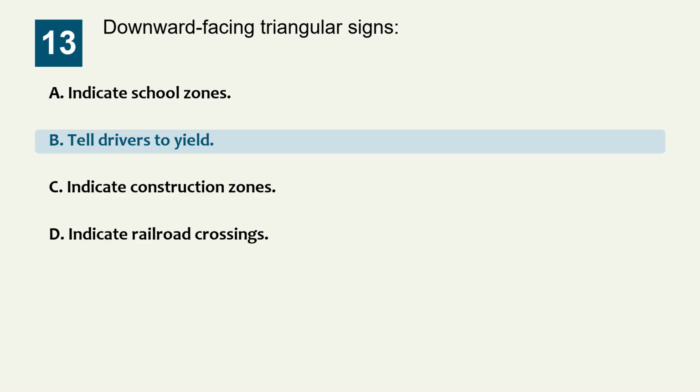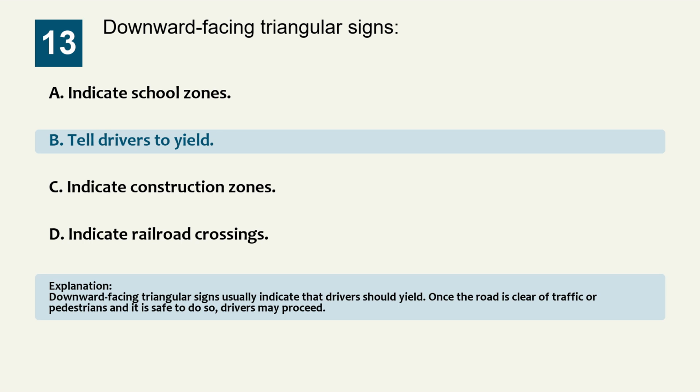The correct answer is option B. Tell drivers to yield. Explanation. Downward-facing triangular signs usually indicate that drivers should yield. Once the road is clear of traffic or pedestrians and it is safe to do so, drivers may proceed.